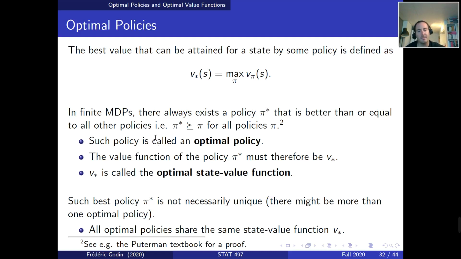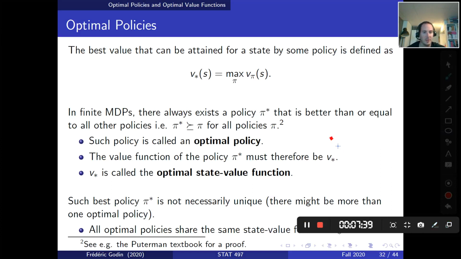So because of that, there exists a policy which is better than all the others. Well, clearly v star should be the value function of that policy pi. Recall v star is the highest possible value which can be achieved for a state across all policies, but because the best policy across all policies is pi star, then v star should be equal to v pi star. Maybe I'll write this.